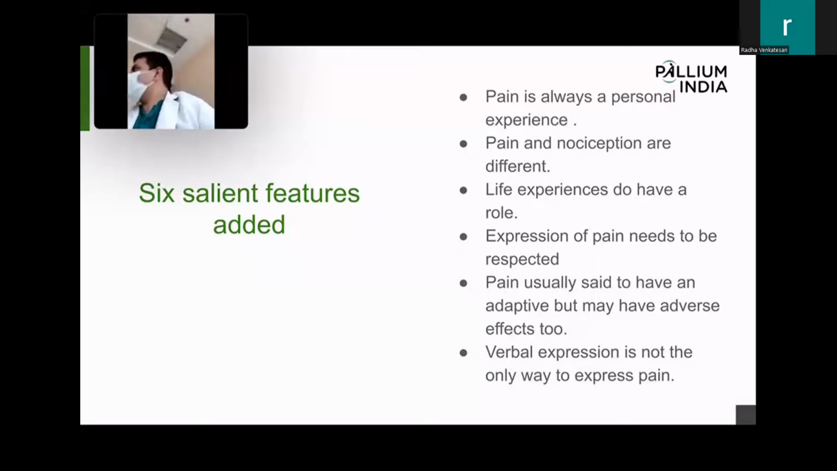And last but not the least, verbal expression is not the only way to express pain. It is one of the ways. For example, normally we say a patient in ICU does have pain and is unable to talk or say, but still we can find out. There are factors and features for it, which also we will see in due course. So these 6 features which they've added are very important, as I mentioned, both for assessment of pain and treatment of pain and understanding pain also. So everything is essentially important.